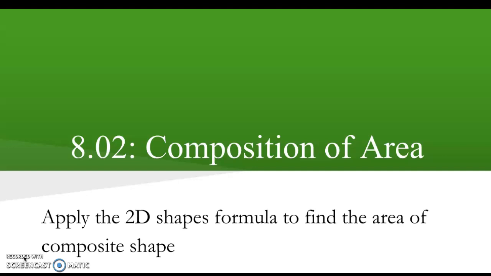Your objective today is that students will be able to apply two-dimensional formulas to find the area of a composite shape. Now I just want to explain, which I know you're probably aware of, but area means the amount of space in a two-dimensional object, and the word composite means that we're going to be looking at a shape that is made up of different types of 2D shapes.